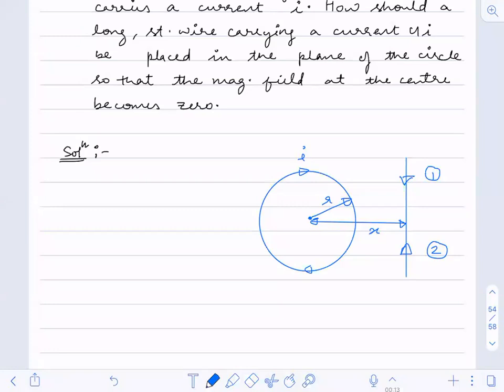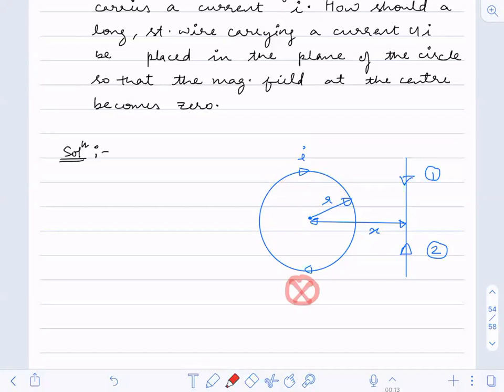Just see here. What is the direction of the magnetic field due to the circular wire? Due to this circular wire, what is the magnetic field direction? Will it be upward? Sorry, will it be downward? It will be downward into the plane. So due to this wire, it is downward into the plane.